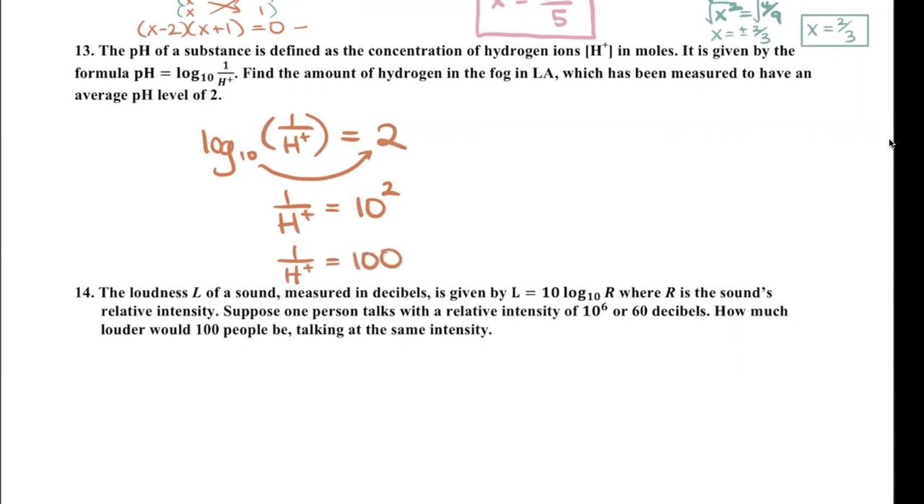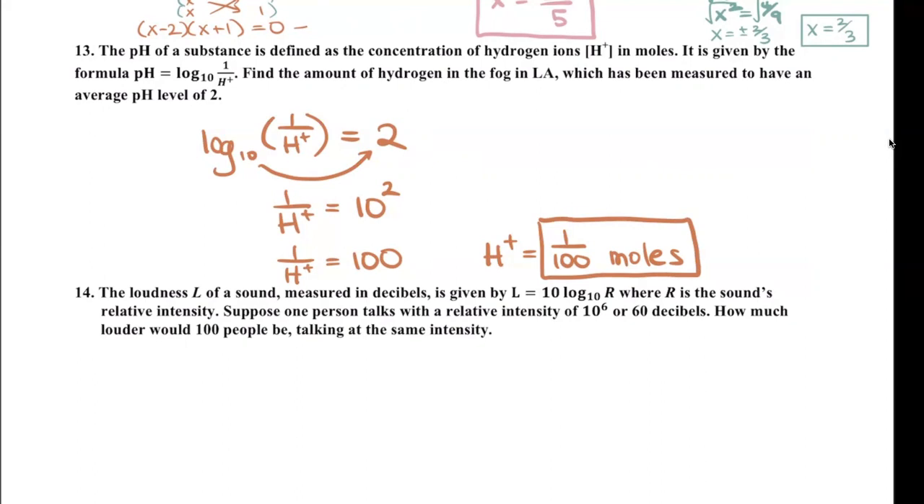All right. So there's different ways you can do it. I just think of it as flipping both sides. So that means H plus is equal to 1 over 100. All right, and that is in moles. You can also just multiply H plus to both sides and then divide 100 on both sides, whichever you're comfortable with.